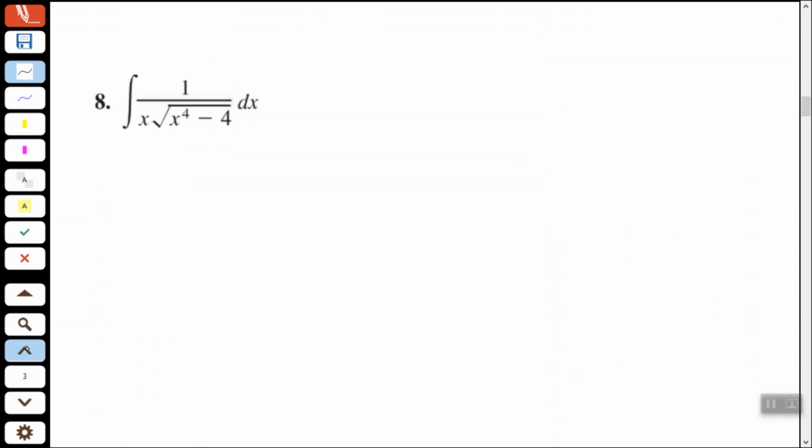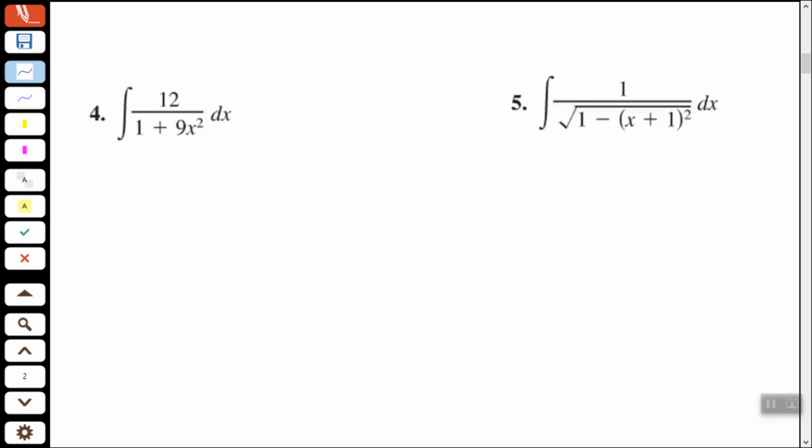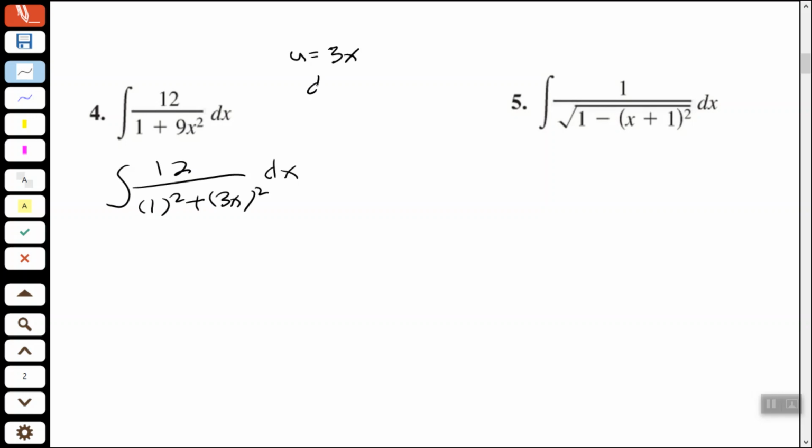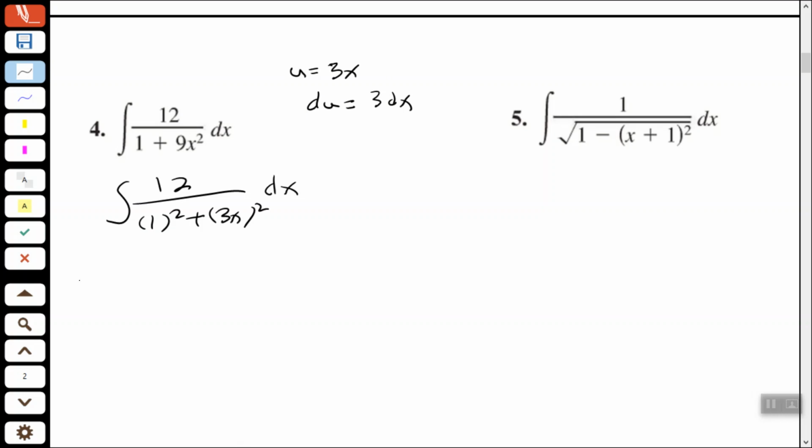Number 4, we have the integral of 12 over 1 plus 9x squared. So again, let's break this down and make this 1 squared plus 3x squared. So let's let u equal 3x. Therefore du equals 3 dx, which is not that 12. So I'm going to bring the 12 to the outside.